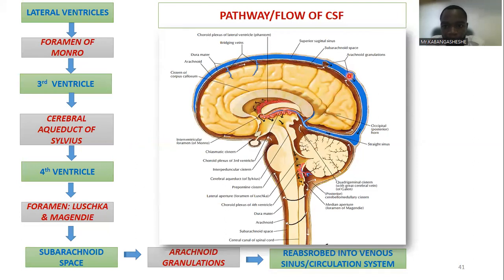So those are arachnoid granulations. They are simply invaginations of the arachnoid mater into the dura mater. Okay. So they allow cerebrospinal fluid to enter the general circulation like that. So once CSF passes through the arachnoid granulations, it has now entered the general circulation.